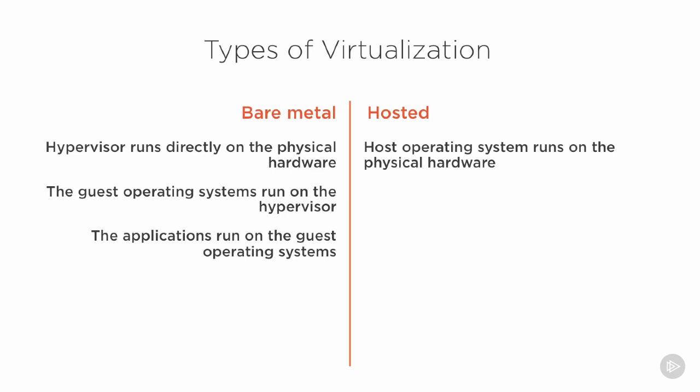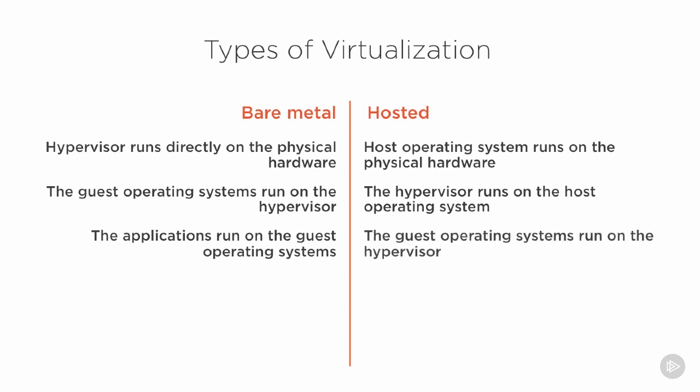Now, we have the physical hardware and it has its own host operating system that's running on it. Then on top of that host operating system, we run the hypervisor. The guest operating systems then run on the hypervisor and of course the applications on those guest operating systems. So the difference between the two is, where is the hypervisor? Is the hypervisor directly connected or communicating with the physical hardware? Or is it that the host operating system communicates with the physical hardware and then hosts the actual hypervisor itself on that operating system?